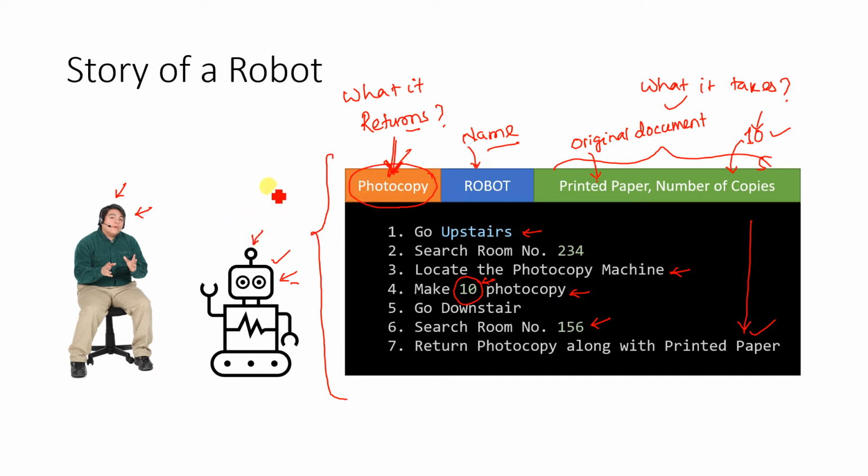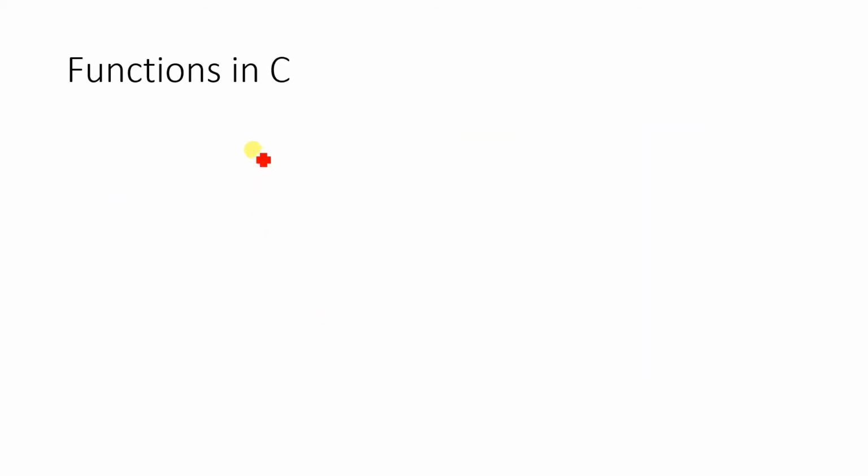So this is just a story of a robot. How this story is related to functions in C, you will be able to know shortly, in the next slide itself. So let us now take this analogy, meaning this example, to understand what exactly functions in C are.